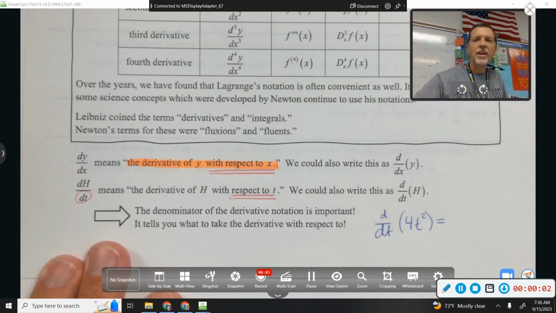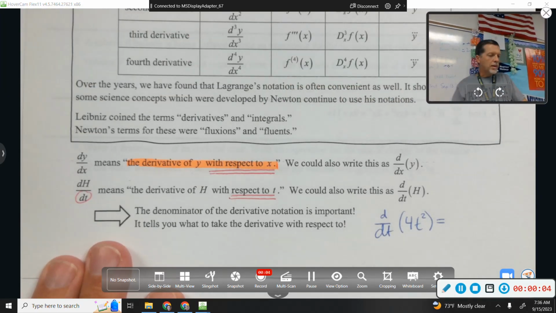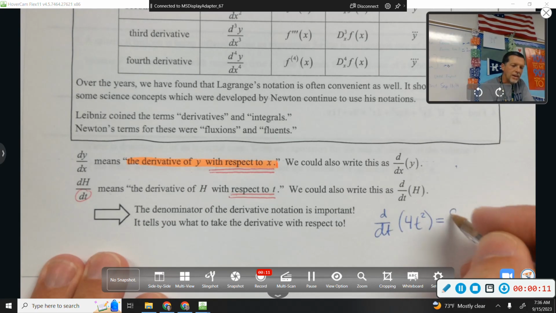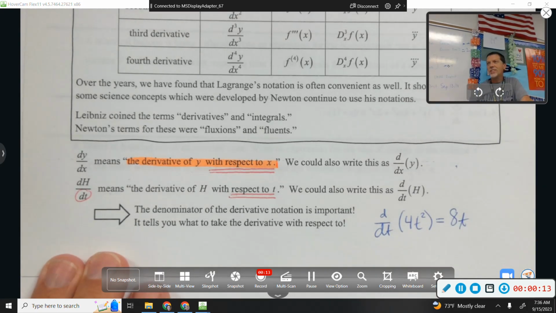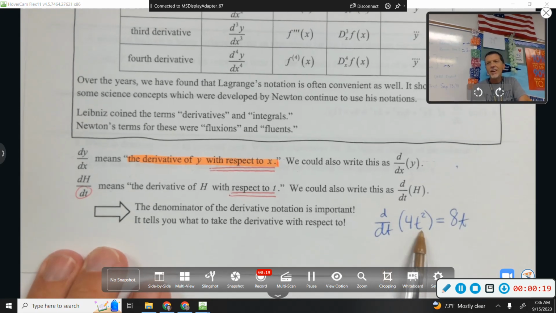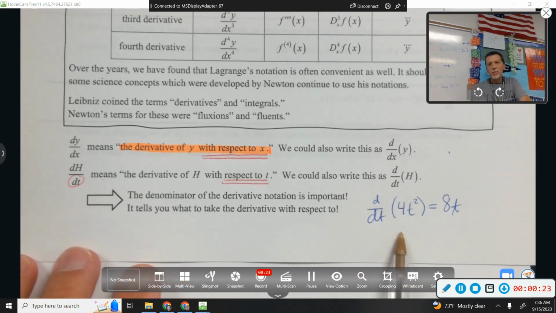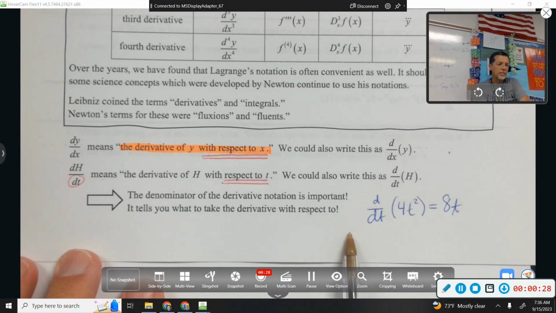Jump in late here. But that bottom denominator tells you the derivative you're looking at: to take the derivative with respect to t. It's the same rules, it's just this tells you, hey, look at the t, don't look at the x. Now this is an easy one because there's only a t there. Things will get a little bit crazy if we stick multiple variables in there. We'll worry about that in a little bit.